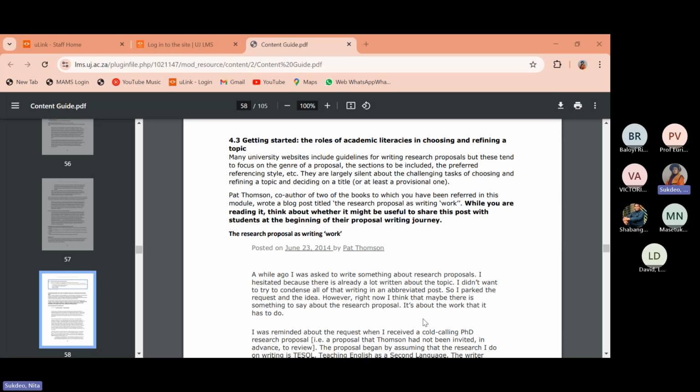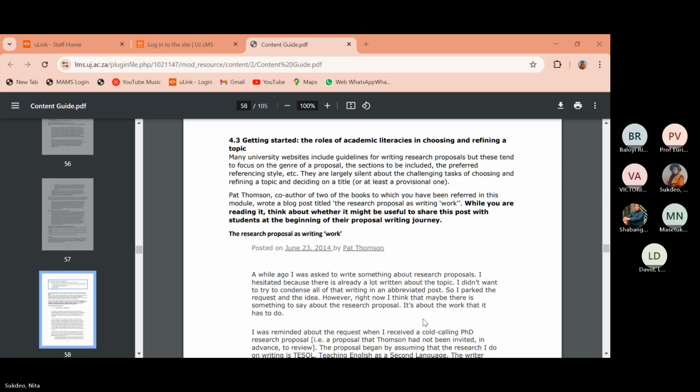While you are reading it, think about whether there's a blog at the bottom, right? Your research proposal as a writing work. So how do you write your research proposal?